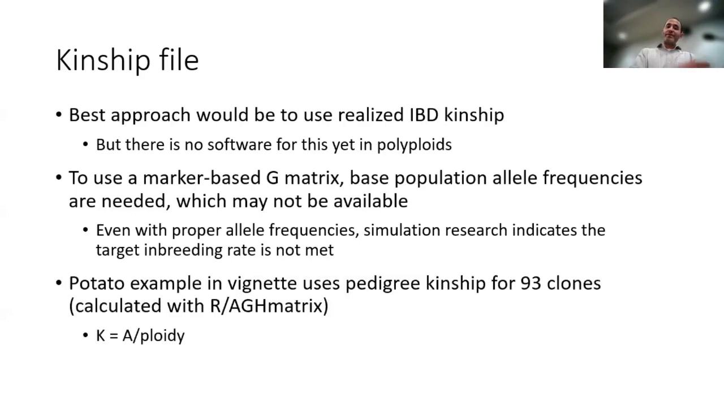So that's not ideal. On the other hand, what I have been doing is also not ideal because I'm just going to use a pedigree relationship matrix, which doesn't account for different rates of inbreeding potentially among different loci in the genome. But nonetheless, that's what I have for you in the vignette. It's a kinship matrix calculated from the AGH matrix package. And the formula is simply you take the numerator relationship matrix and divide it by the ploidy, and that's your kinship matrix.